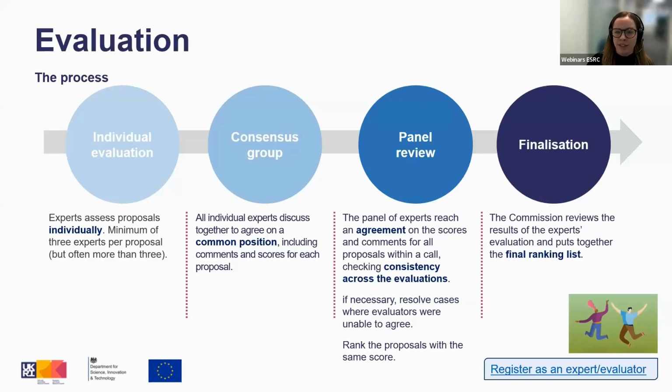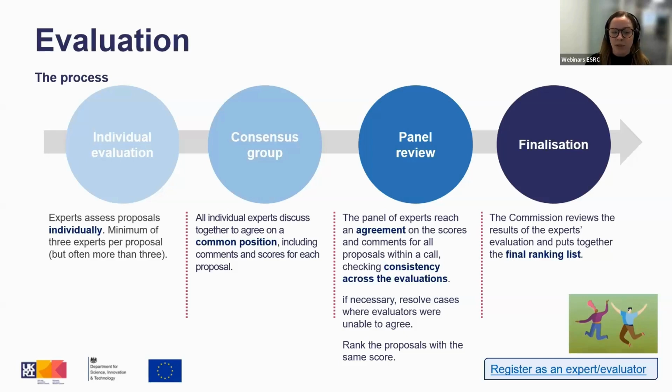Following a consensus group, the next stage is a panel of experts for the topic. They'll agree the ranking of the proposals, and the panel is selected per topic to ensure that there is consistency in the scoring. During this phase, decisions are made on which proposals are retained for funding and invited to start the grant agreement preparation, or whether the proposal will be placed on a reserve list, rejected because of low funding availability, or rejected because of lower quality.